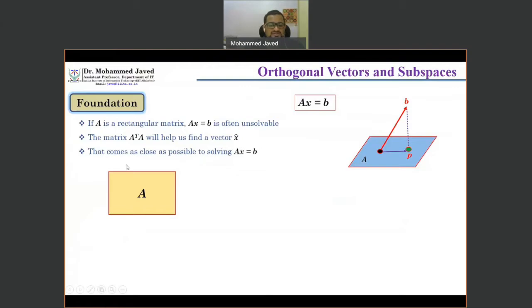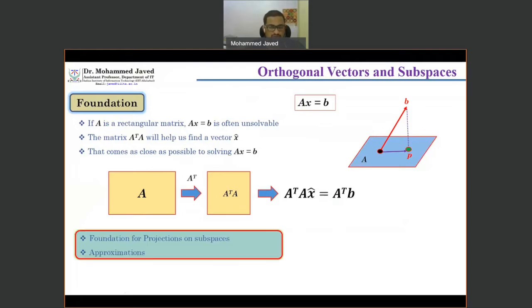The solution through this A transpose will come as close as possible to solving Ax equal to b. Let us see physically, suppose A is a rectangular matrix. I multiply A with A transpose and then it becomes a square matrix. The equation Ax equal to b gets modified as A transpose A x cap equal to A transpose p. When we simplify, A transpose A is a square matrix, A transpose p is another vector, and then we need to solve for x cap. So x cap is the approximate solution to this problem.